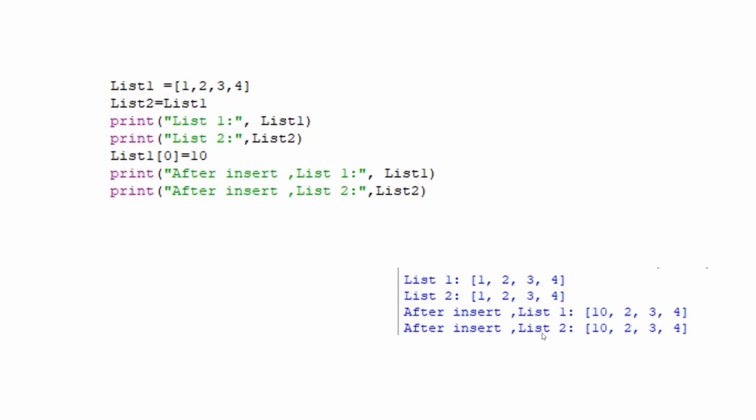This is because both are the same list. Both point to the same object. Now, if you want to create a different object, we have to use a different method. The first method is we can copy one list to another list using a slice operator.